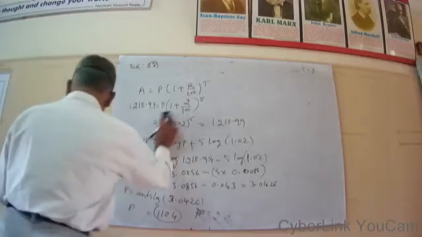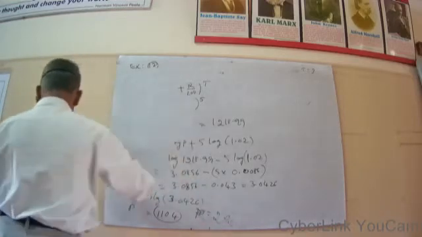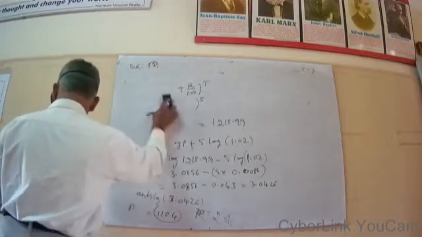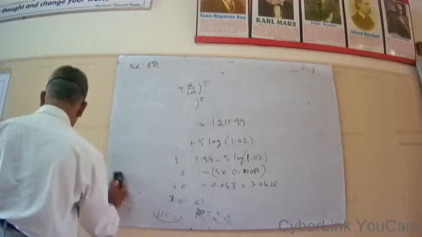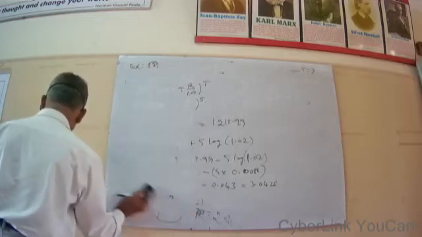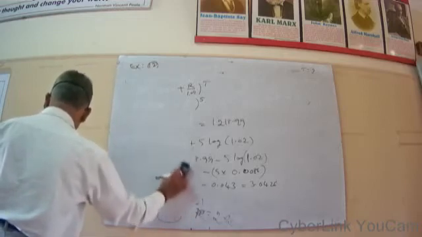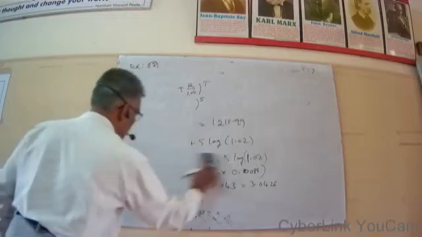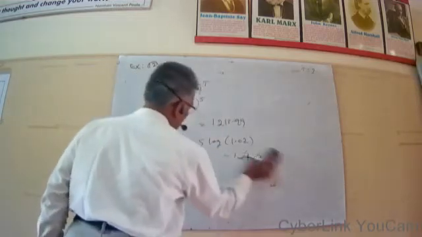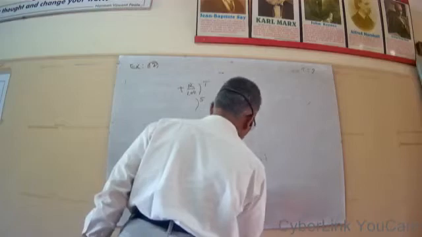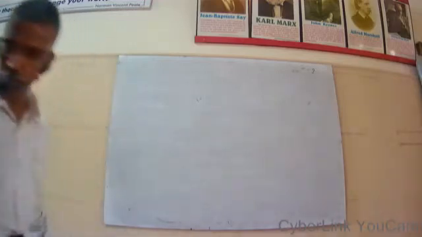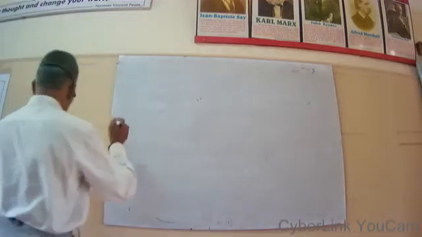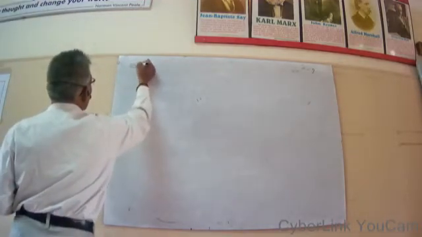The next is example number 13. A sum of money amounts to 110 in 2 years and rupees 1464.10 in 4 years at compound interest. Find the sum and rate of interest. It is the same example, exactly the same, only the figures have changed. So work at home.